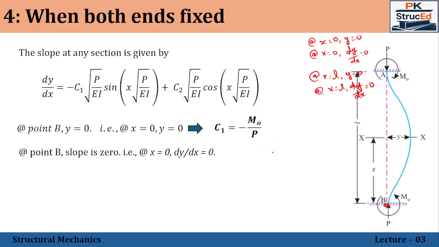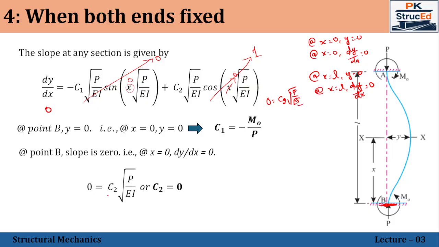Now for finding the C2 value, we can apply the second boundary condition, that is again at the same point, at x is equal to 0, dy by dx is equal to 0. So substituting here in this case, the left side will become 0. Coming on to the right side, this entire component will become 0 because sine of 0 is 0. Then going on with this component, cos of 0 will become 1. Therefore, you'll be getting 0 equal to C2 into root over P by EA. That's what has been given here.